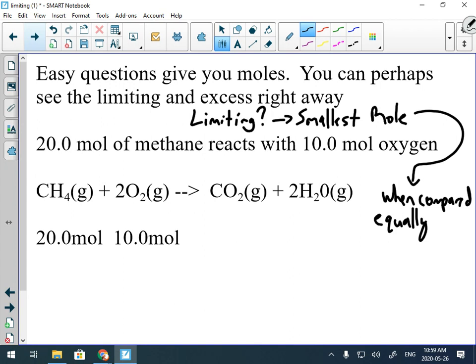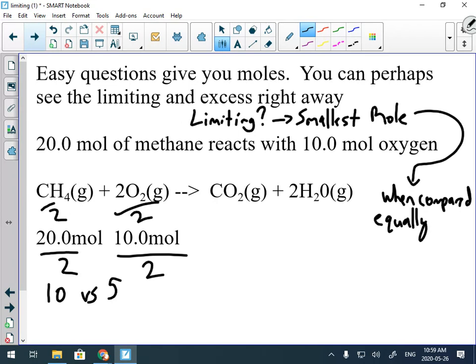What does it mean to be compared equally? Well, this is balanced for 1 mole of methane and 2 moles of oxygen. So the easiest way to do it is to take the largest chemical, like the largest balance, and just divide this by 2. And when you do that, you have to divide this by 2. And we've divided this by 2, so we're going to divide this by 2. So we get 10 versus 5.